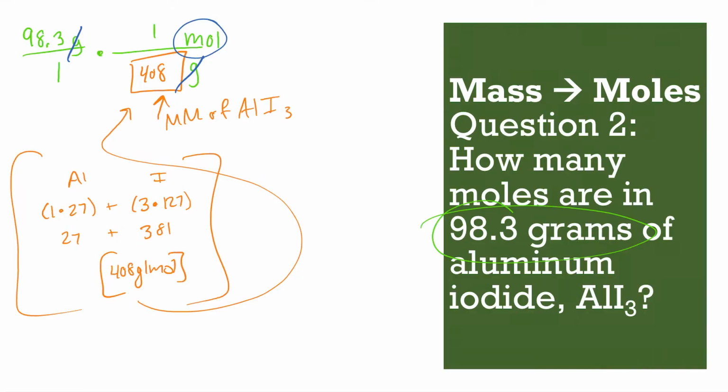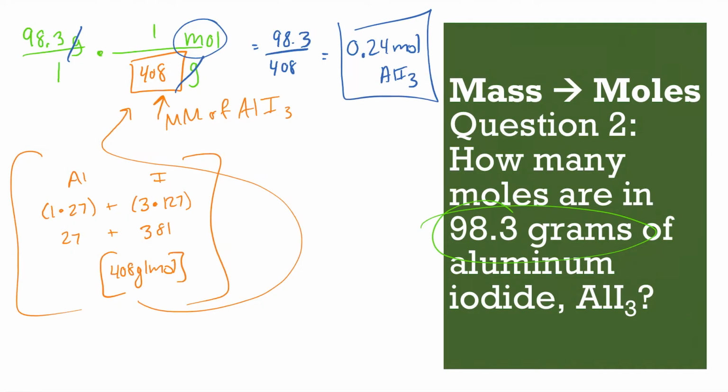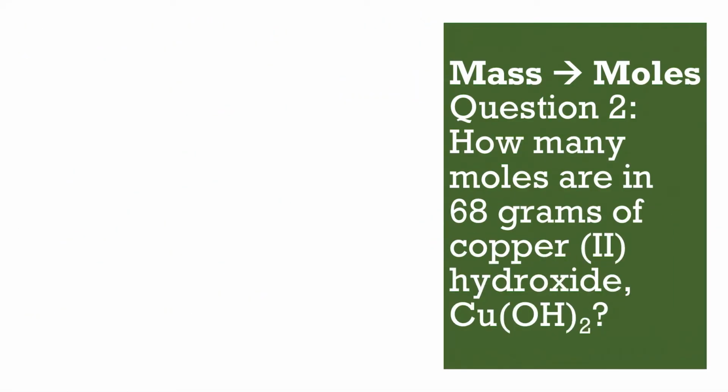Grams cancel, we're left with moles. We set it up correctly. So that means we're left with 98.3 divided by 408. Plug it into a calculator, you get 0.24 moles of AlI3. Okay, that's it. And the last question for this, how many moles are in 68 grams of copper(II) hydroxide?